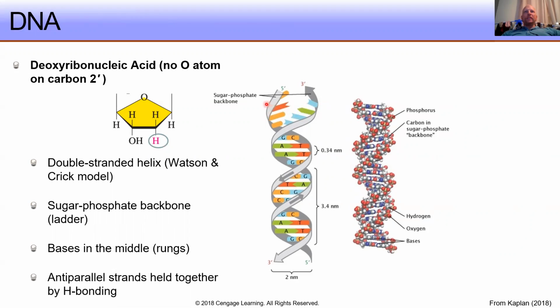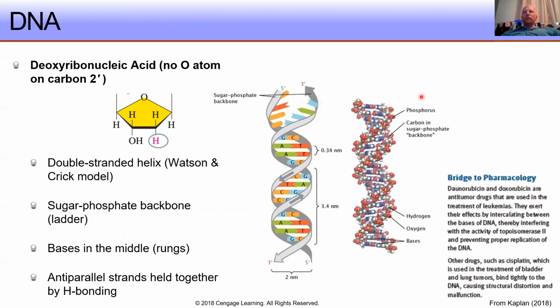And the two strands are anti-parallel. That is, they run in opposite directions. So you can see that this strand starts at the 5' end and runs on through to the 3' end. And the other strand runs in the opposite direction. So they are anti-parallel strands.